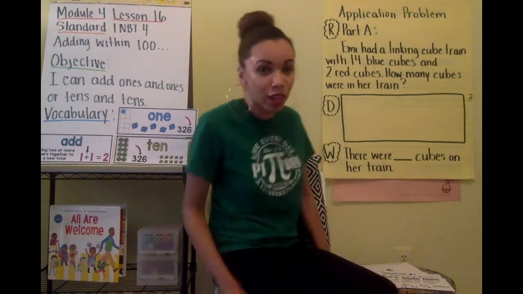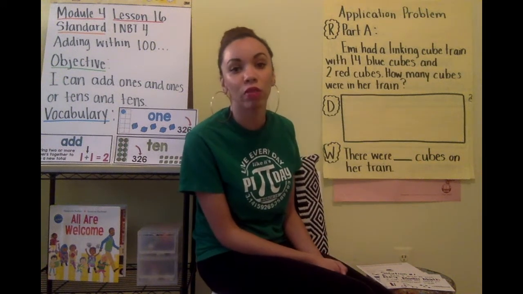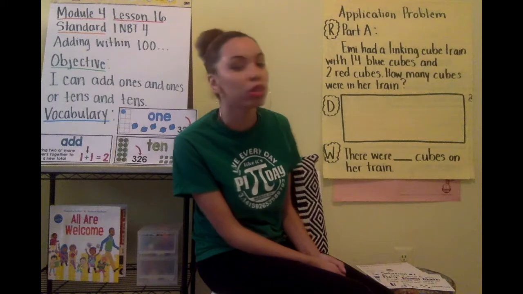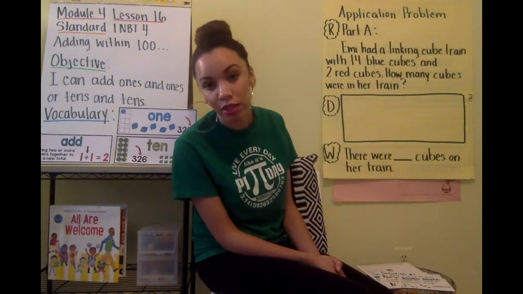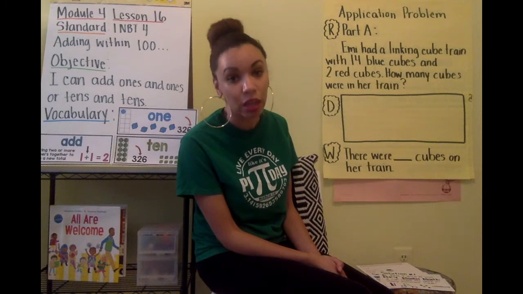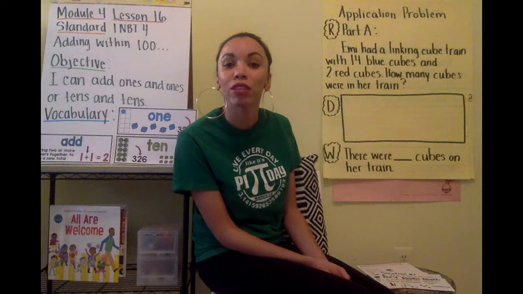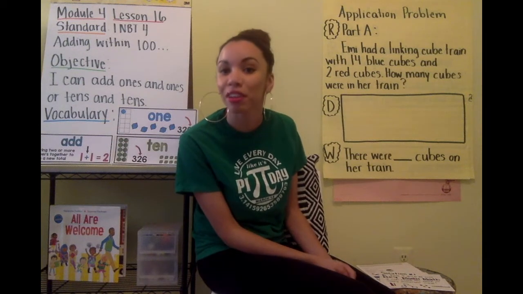So real quick, let's look at our application problem. Remember, when we do our application problem, we solve it using RDW, with the R meaning read, the D meaning draw, and the W meaning write. So before we even get to that, let's take a minute, get a pencil and paper, because we're going to solve this together.